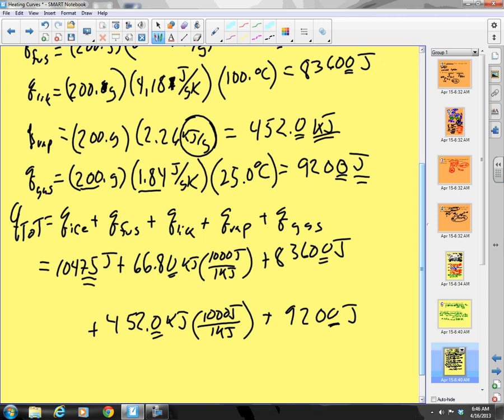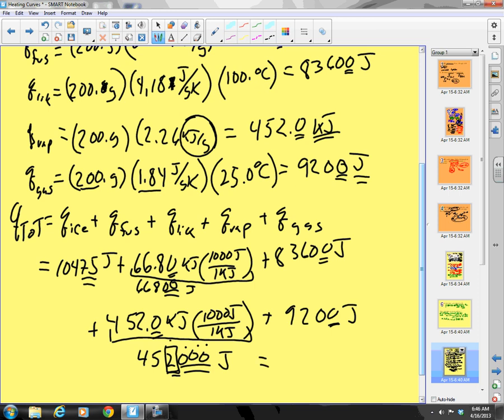66.8 times 1,000, and I get 66800, and those little guys are not significant. So that's 66800 joules. And this other one is 452 times 1,000, and that is 452000, and these guys are not significant, and so this is joules. Now I do that to look at my significant figures. I can only be significant to the ones, tens, hundreds, thousands. So when I have my final answer, I can only be significant to the thousands.